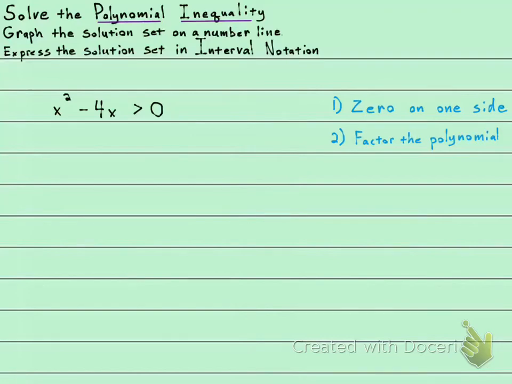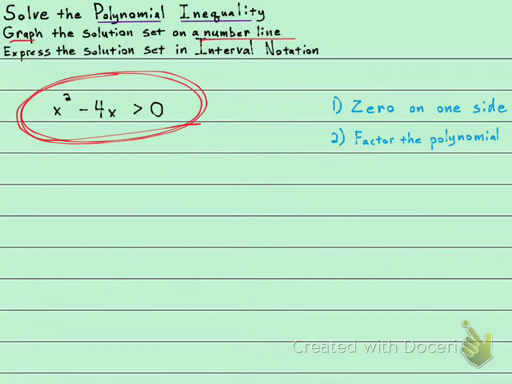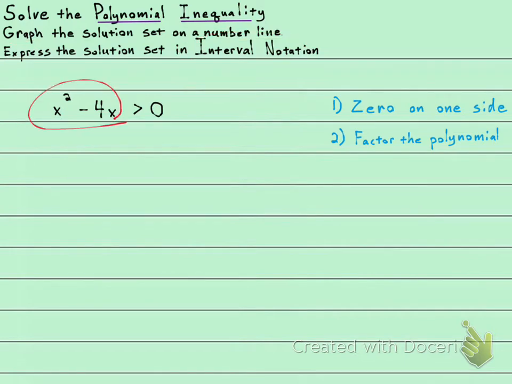We're going to solve the polynomial inequality right here. And then we're going to take the solution set, graph it on the number line, and then put it in interval notation. So this is a polynomial. It is an inequality, greater than.